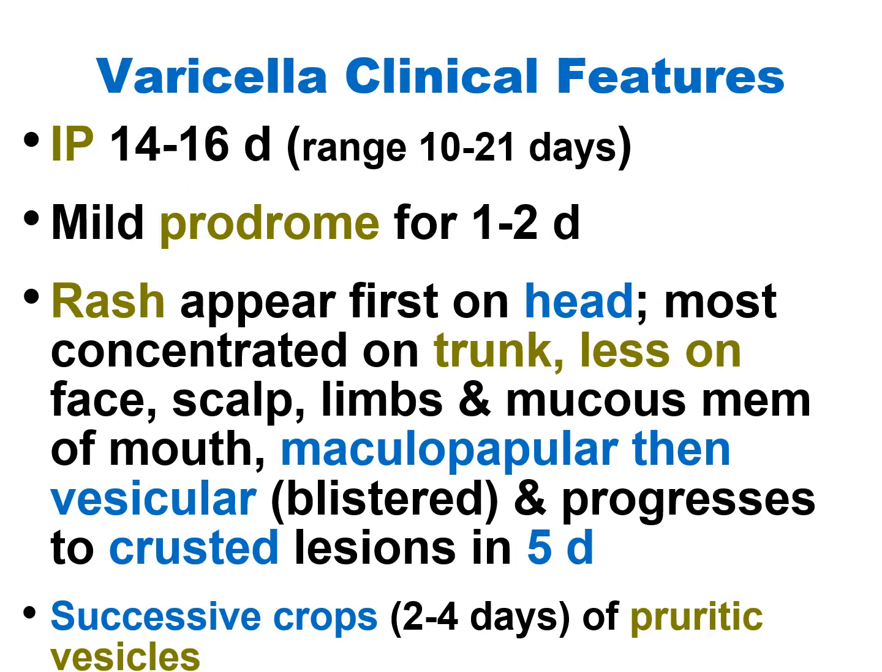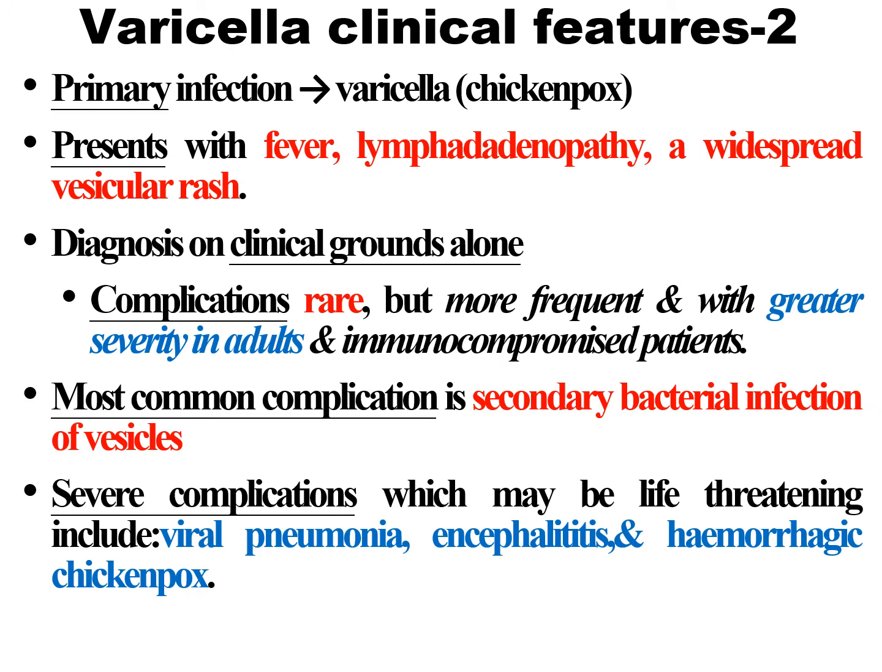Clinical features: incubation 14 to 16 days, mild prodrome for 2 days. The rash appears first on the head, is most concentrated on the trunk, and less on the face, scalp, limbs, and mucous membranes of the mouth. It is maculopapular, then vesicular, and progresses to crusted lesions in 5 days. Successive crops over 2 to 4 days of pruritic vesicles. Primary infection will lead to chickenpox, presenting with fever, lymphadenopathy, and a widespread vesicular rash. Diagnosis is on clinical grounds alone.